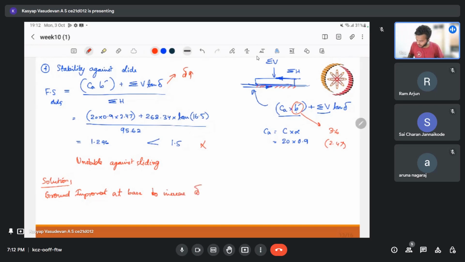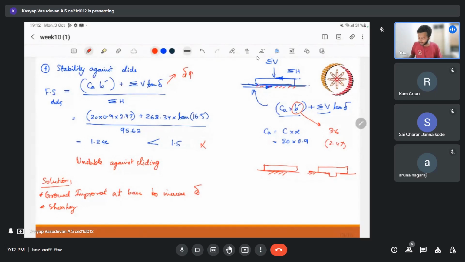Okay, so that is one solution. Another solution, there are many things we can provide. A shear key. A shear key is nothing but, if we have a base slab, instead of a plain base slab like this, we can also give an extra notch-like part so that it will resist against sliding.